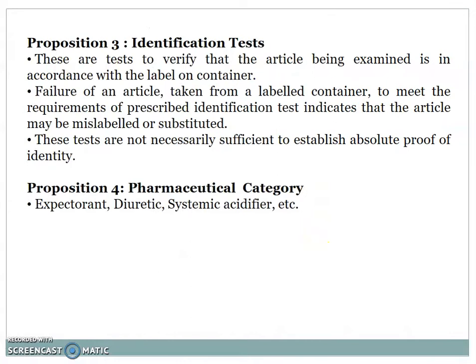Proposition 3. Identification test. These are the tests which verify that the article being examined is in accordance with the label on the container. Failure of an article taken from the labeled container to meet the requirement of prescribed identification test indicates that the article may be mislabeled or substituted. These tests are not necessarily sufficient to establish absolute proof of identity. Proposition 4. Pharmaceutical category. It is used as expectorant, diuretic and systemic acidifier.